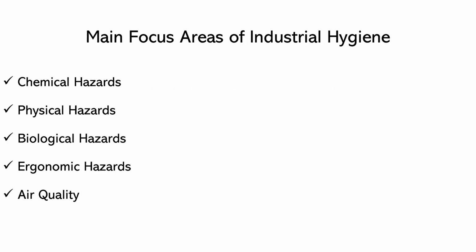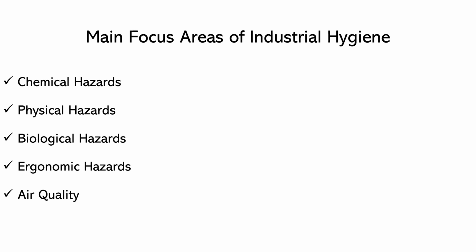Now, what are the main focuses of industrial hygiene? First is chemical hazards. Chemical hazards include paint fumes, chemical fumes, lab chemicals, and cleaning agents. Some cleaning agents have harmful fumes coming from them. So these are some chemical hazards that you could identify, and you can protect your employees from that.